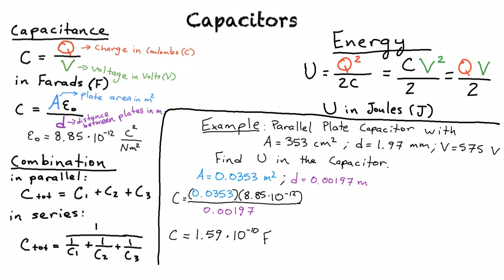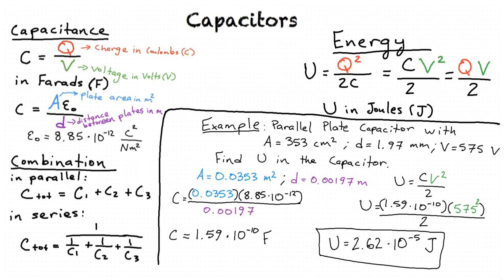Now we would use this value with the given voltage in the formula U equals CV squared over 2. U equals 1.59 times 10 to the negative 10th times 575 squared divided by 2. And after making this calculation, we find U equals 2.62 times 10 to the negative 5th joules. This is the amount of energy stored in this capacitor.